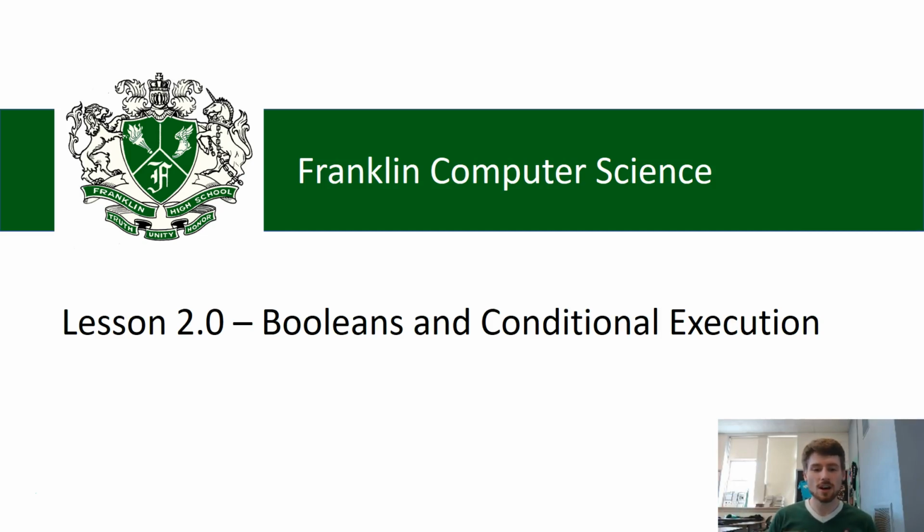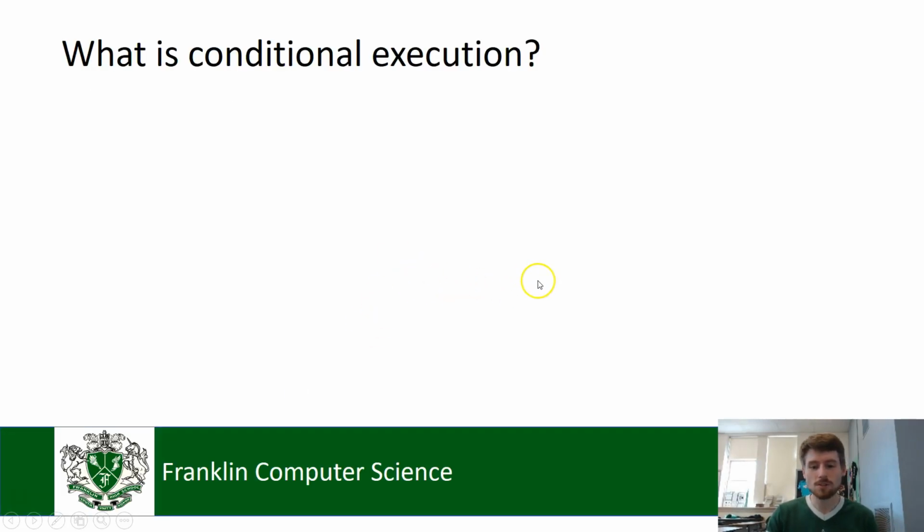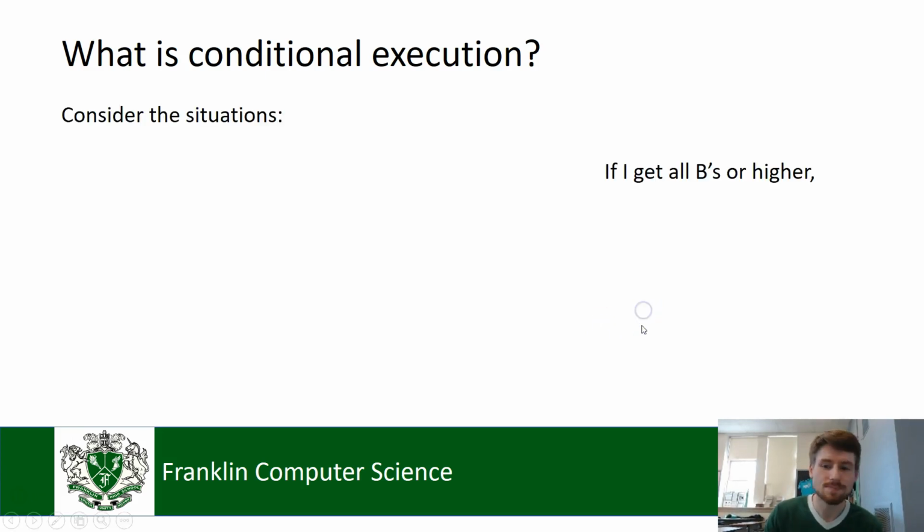Anyway, let's talk about Booleans and conditional execution, which is where we start to be able to make more creative programs, programs that have logic behind them. Yeah, logic. All right. So first, what is conditional execution? I'm going to give you some everyday examples, and then we'll look at how you program that kind of stuff into Java. So consider these situations.